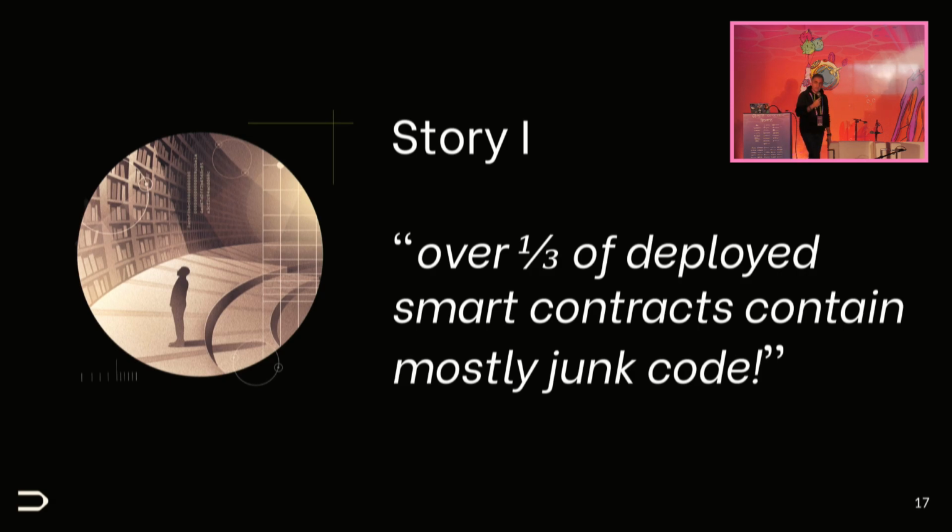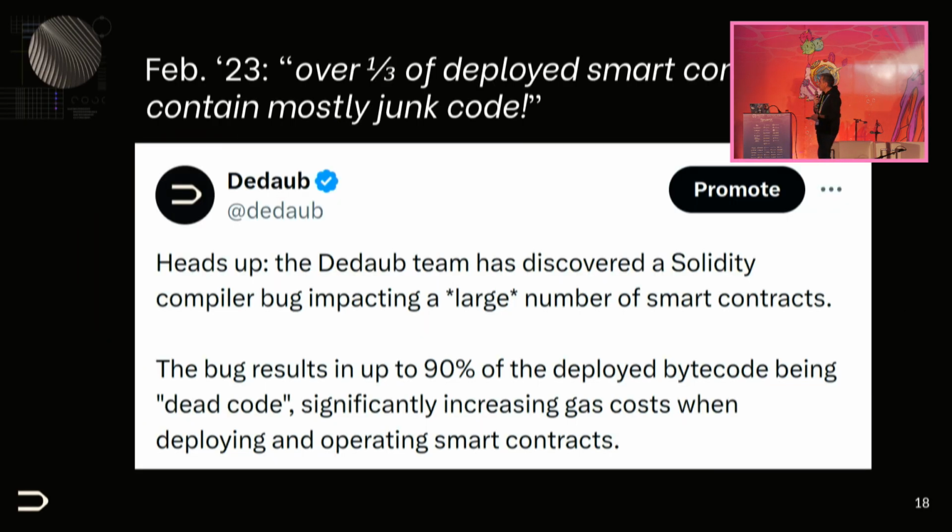So story number 1. This was about a year ago, February of 2023. This was the finding that over 1/3 of deployed smart contracts have more than 50% of their deployed bytecode be junk code. Sometime a year ago, we tweeted this finding. There's a Solidity compiler, a Sol-C bug, that resulted in most code for many, many contracts out there, most bytecode being junk, never being used.